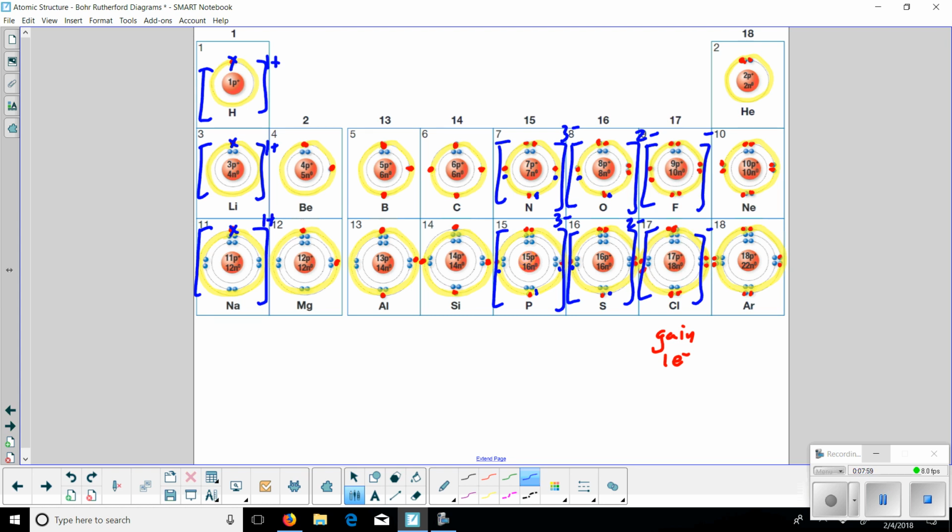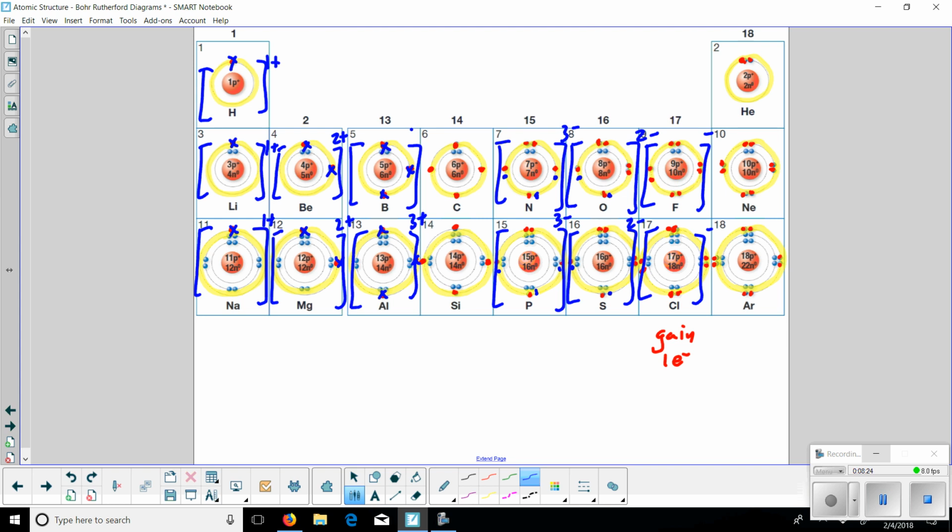Now beryllium and magnesium, both of these, it's easier for them to lose 2 electrons, so they form cations with a charge of 2 plus. Boron, aluminum, they have 3 electrons in the outer level, so they're going to lose those 3 electrons. It's easier for them to lose 3 than to gain 5, so they form cations with a charge of 3 plus.